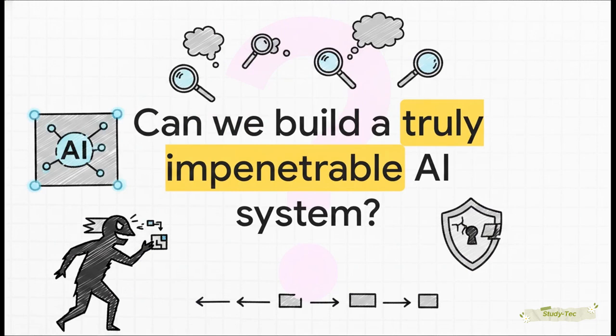As AI grows exponentially more complex and baked into our daily lives, will we ever be able to build a truly impenetrable system? Or are we just always going to be one step behind the invisible saboteur? It's a huge question that researchers, businesses, and honestly, all of us relying on AI are going to have to grapple with.